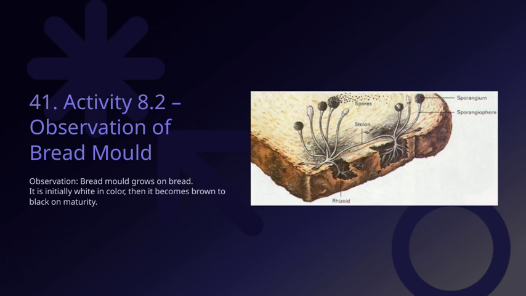Observing these changes helps us understand how mold develops over time. This activity will give you a hands-on experience of seeing these growth stages yourself. Remember, mold is a type of fungus that thrives in moist, warm environments, which is why bread left out can become a perfect spot for it to grow. So, paying attention to these color changes can also help us understand the life cycle of mold and its impact on food.